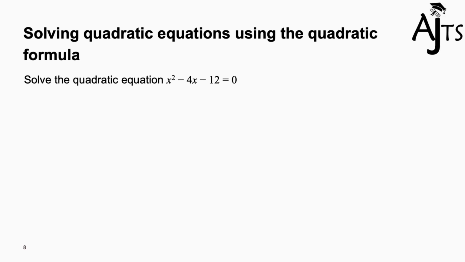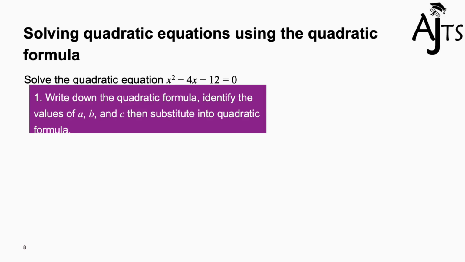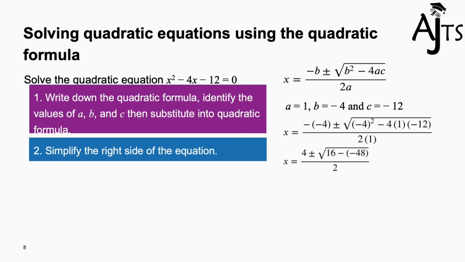Let's begin by solving the quadratic equation x² − 4x − 12 = 0 using the quadratic formula. Step 1. Write down the quadratic formula, identify the values of a, b, and c, then substitute into the quadratic formula. That is a = 1, b = −4 and c = −12.